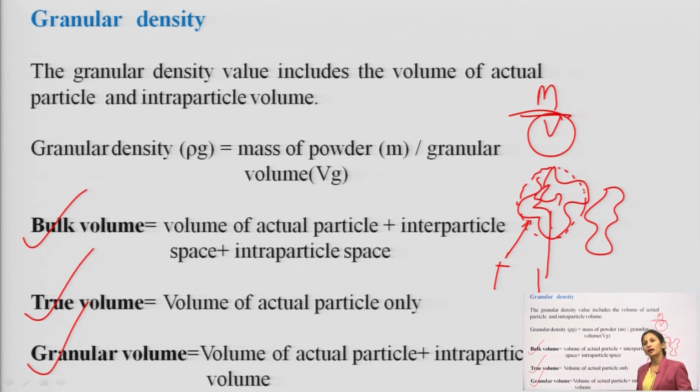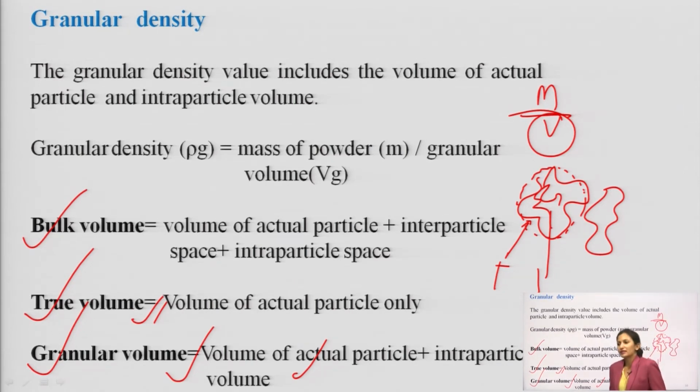But in the case of the bulk volume, actual particle के साथ साथ इंट्रा पार्टिकल स्पेस का वॉल्यूम भी देखना है आपको, इंटर पार्टिकल का भी देखना है. ट्रू वॉल्यूम में जाओगे कुछ नहीं देखना है, सिर्फ और सिर्फ एक्चुअल पार्टिकल का वॉल्यूम. ग्रैनुलर वॉल्यूम में, since we know most of the particles are asymmetric in shape, so actual particle का वॉल्यूम देखना है और साथ ही साथ हमें इंट्रा पार्टिकल स्पेस का वॉल्यूम भी काउंट करना है, but it will exclude the inter particle space. So that is the difference between bulk, true and granular density.